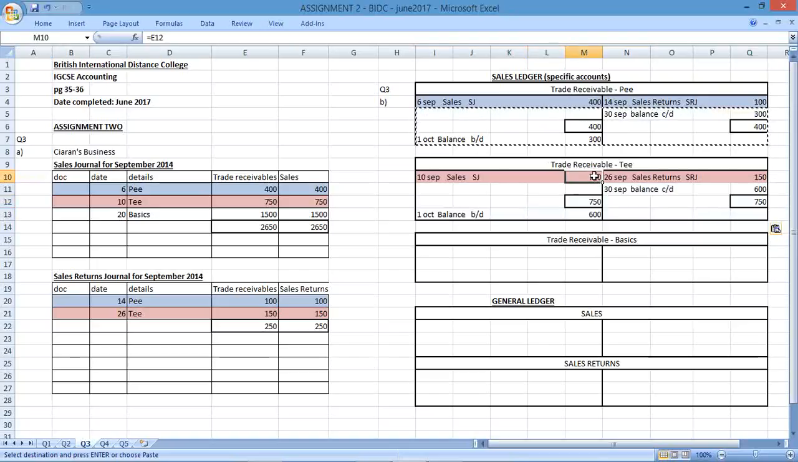So here, 750 is the bigger side, total up. Then I'll have 600, which will be the carry down balance to the next month. And that's the trade receivables account for T.